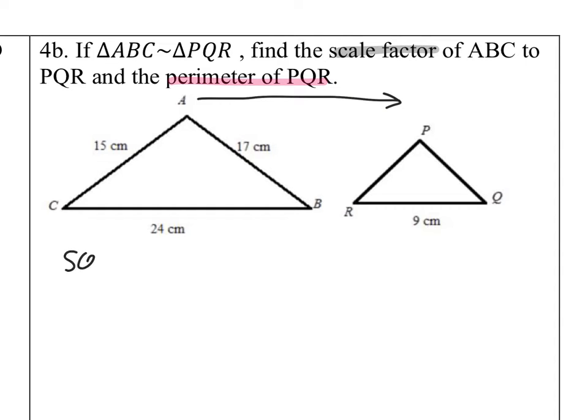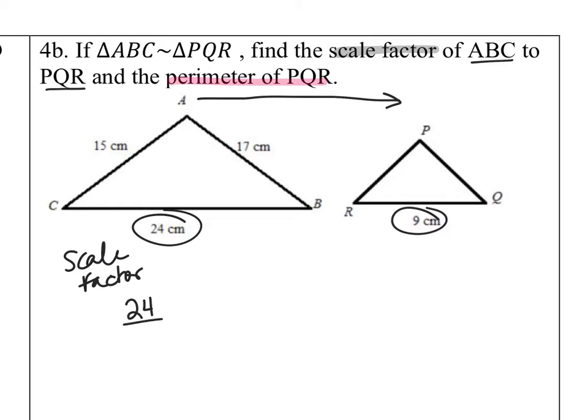Okay, so scale factor is that ratio of change. I have these two corresponding sides. It asks us to go from ABC to PQR, so that's the order I have to set it up in. So 24 over 9. That can reduce to 8/3.